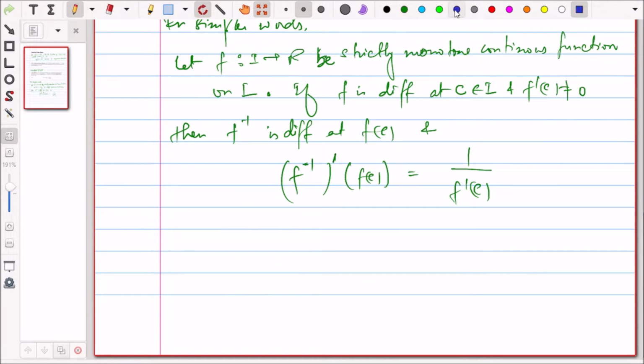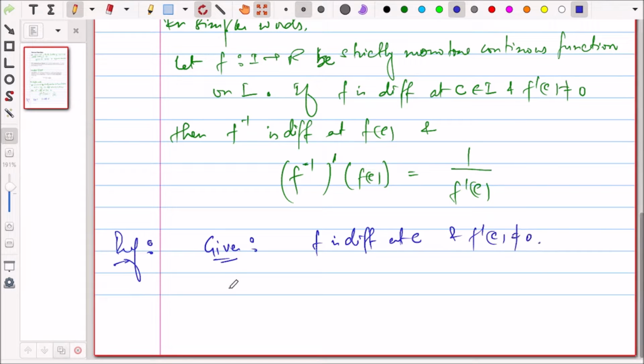So let us try to write its proof. What should be its proof? Yes. So we are given that f is differentiable at C and f dash C is non-zero. We have to show that the inverse G is differentiable at FC and its derivative is given by 1 by f dash C. So अब हमें क्योंकि f जो है C पे differentiable है, we are given f is differentiable at C and f dash C is non-zero.